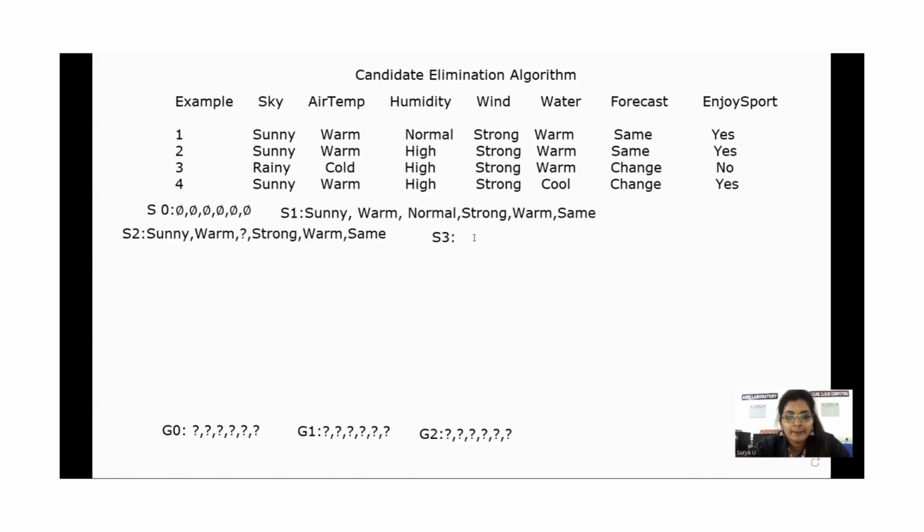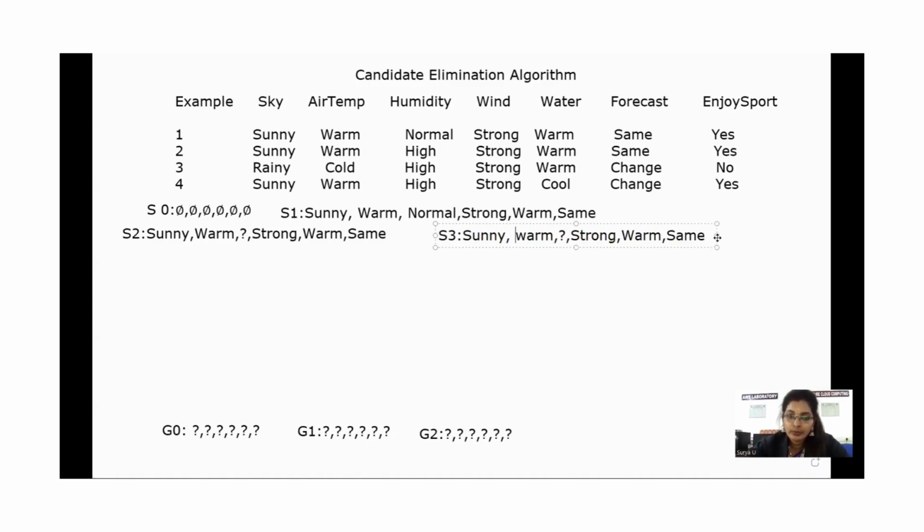Let me write it. I'm writing the same value: sunny, warm. The next one is a question mark. The another one is strong and warm. Again, the next one is the same. So this is over as of now. I had written something by mistake, sorry. Yes, I have completed S3. So this is my S3.